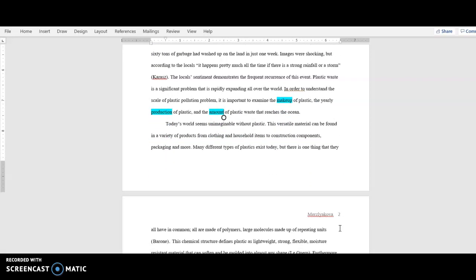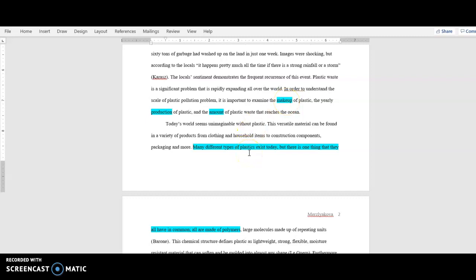Next paragraph. First sentence says, today's world seems unimaginable without plastic. This versatile material can be found in a variety of products from clothing, household items, to construction components. Many different types of plastic exist today. But there's one thing they all have in common. All are made of polymers. So you can see from this sentence here, we know that we're going to talk about what plastic is made up of. That is called a topic sentence.